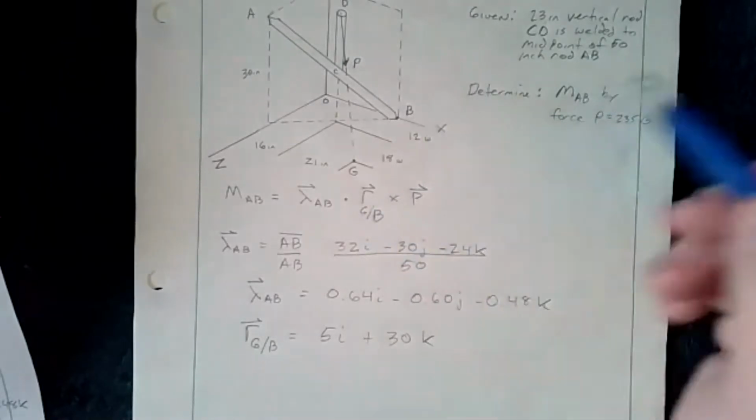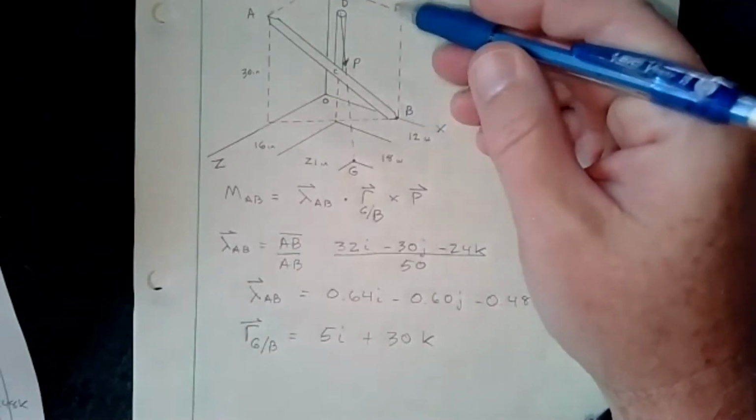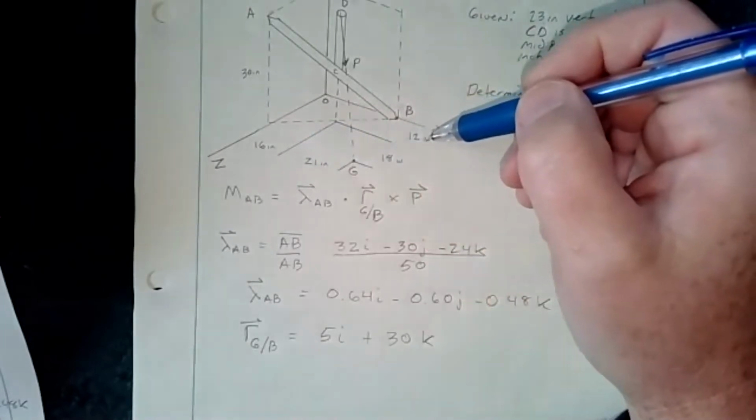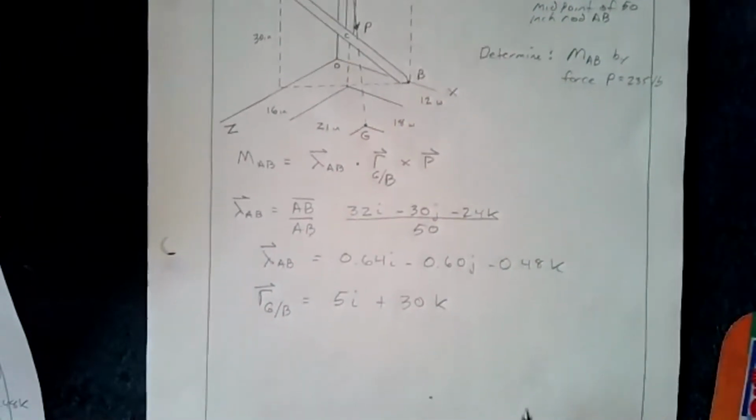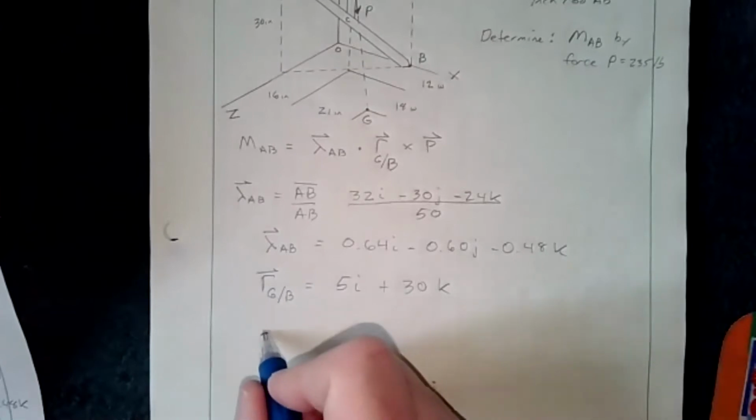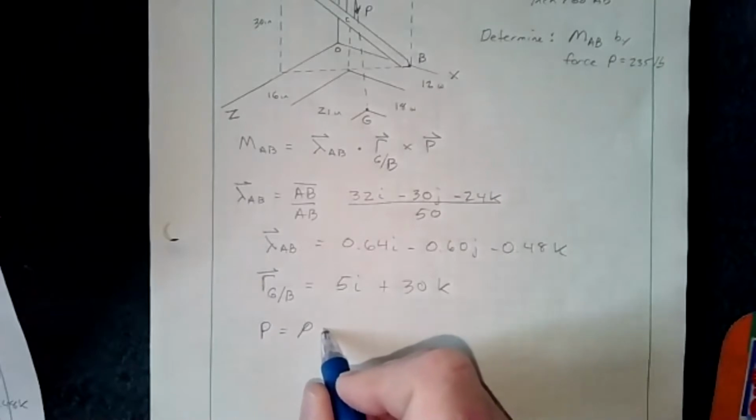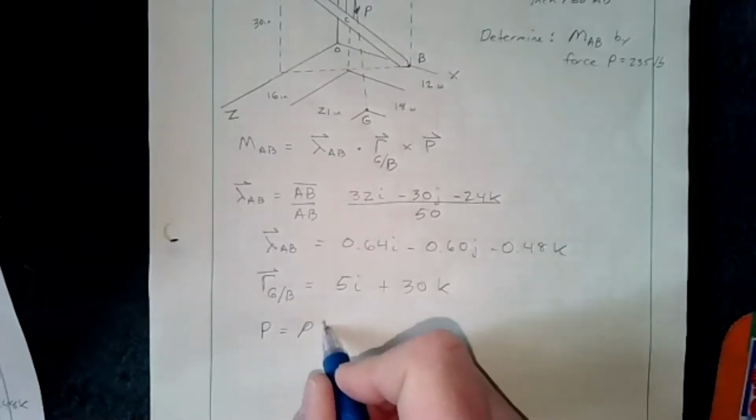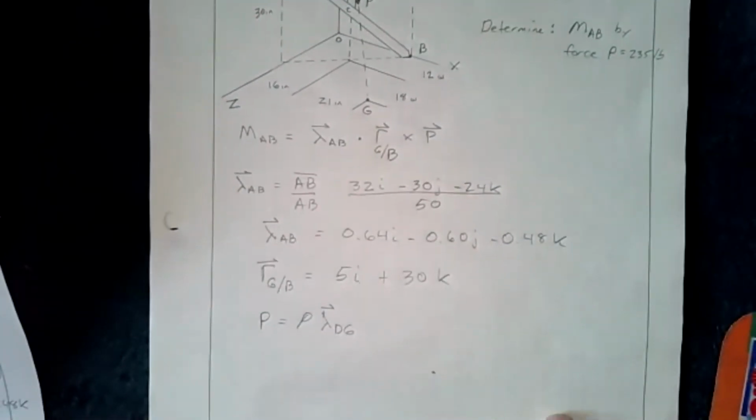And so B going to G. So I have to go forward in the X from 32 to 37, right? So that's the 5. And then the 30 is this way, 12 and 18. So I have that. So last thing I need is the force P. So P equals scalar P times that line. And in this case, it's going to be lambda DG, isn't it? D to G. So I'm just going to write it out.